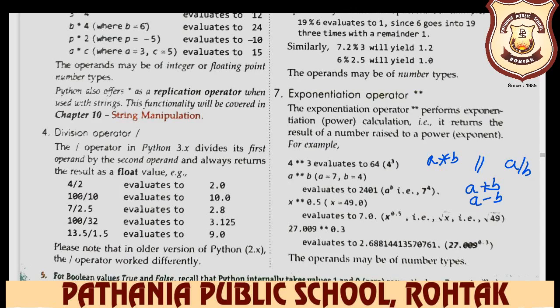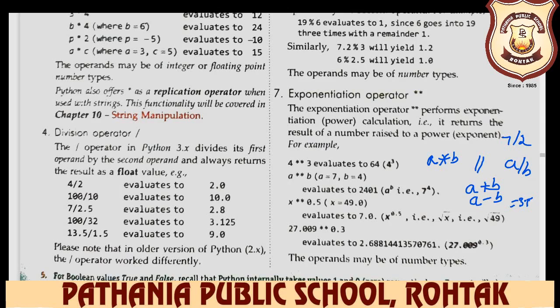For example, when you define 7 divided by 2, in the divide operator your answer is 3.5. But Python also offers another division operator which performs the floor division. In floor division, only the whole part of the result is given in the output, and the fractional part is truncated, removed.